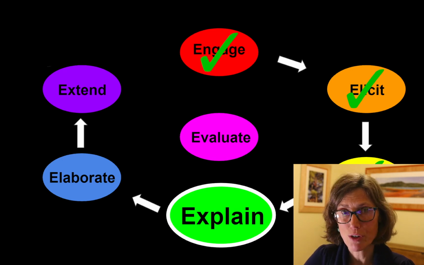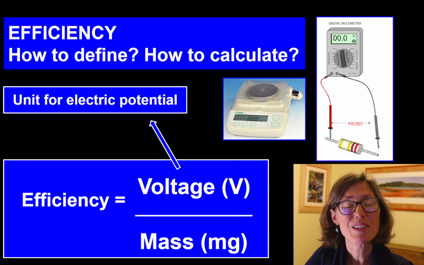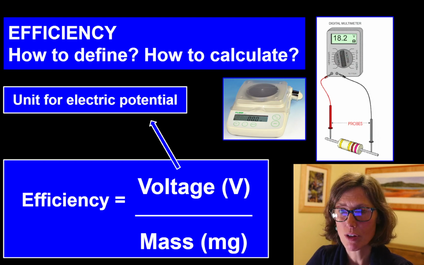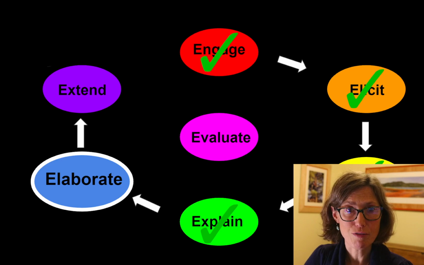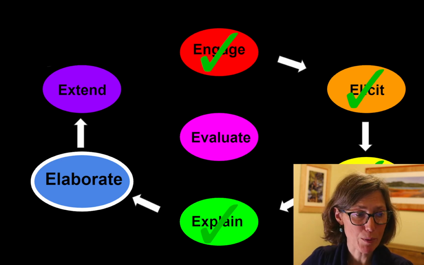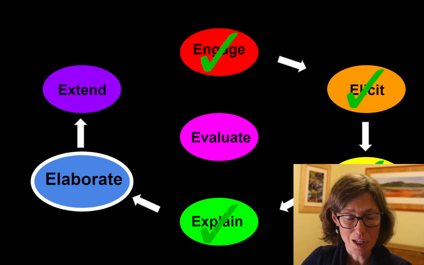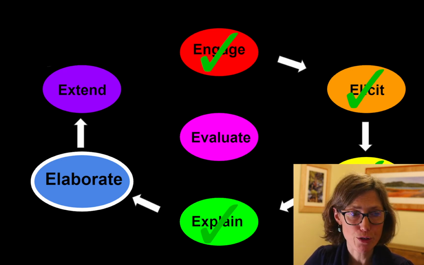So we go back to now explaining what is efficiency, how to define this term, how do we calculate it? And then the other thing that we have to focus on is the next step, where we're going to elaborate, which brings us to the 5th E. Got to make sure I'm counting that correctly. What engineering design process shall we use with our students?